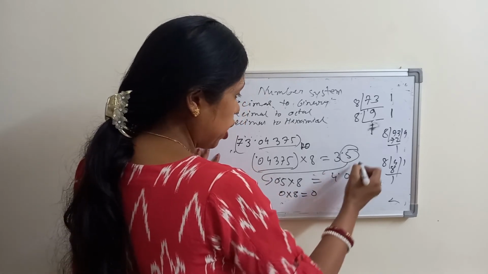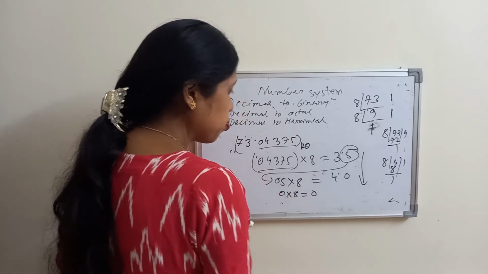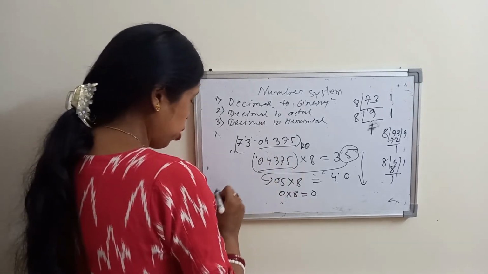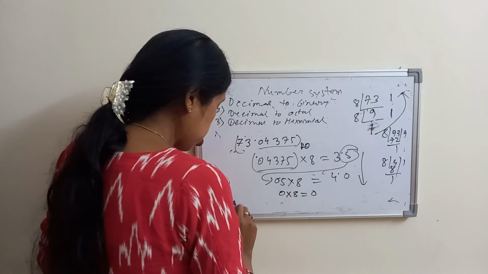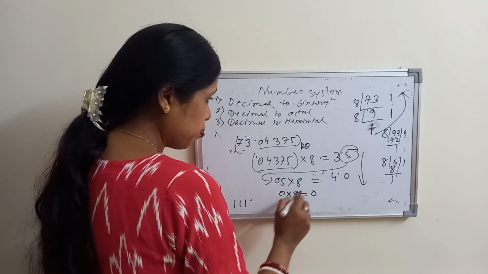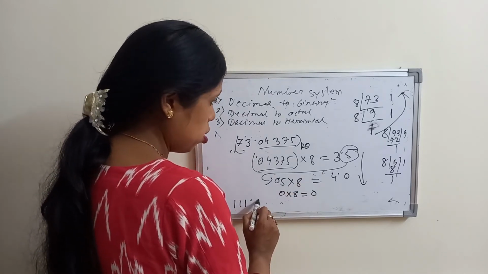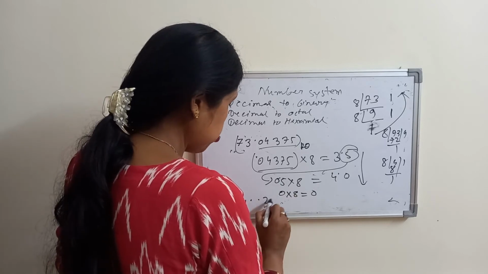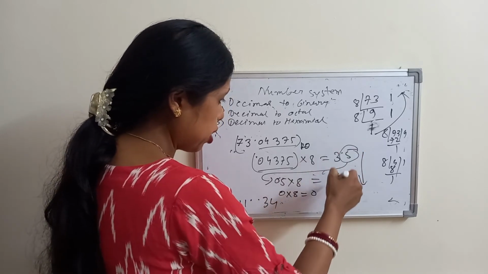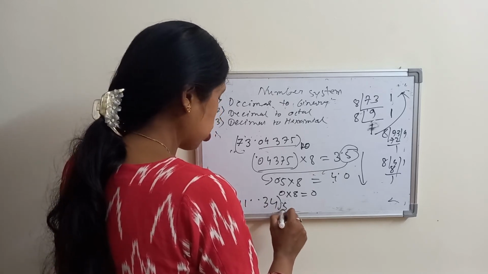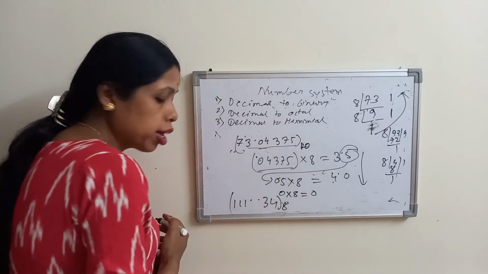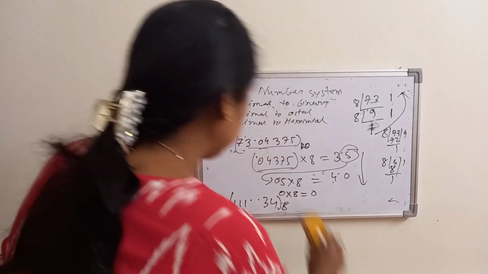So you have to write this in a top down approach. The equivalent number will be written like this: 111.34, first 3 then 4. This is the octal number of the corresponding decimal number.